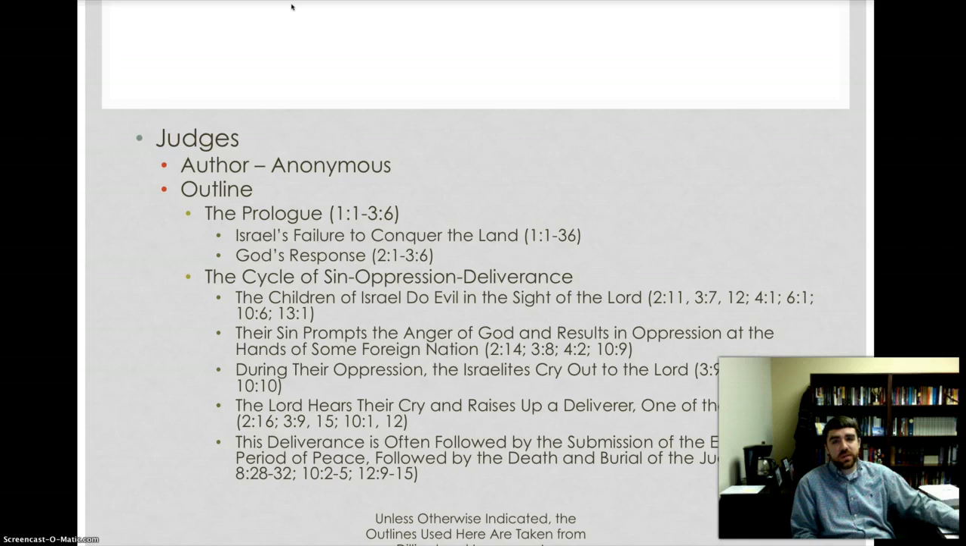Now again, just like the rest of the Old Testament, the author is formally anonymous. It may have been Samuel, who is the last of the judges. We're not sure about that.